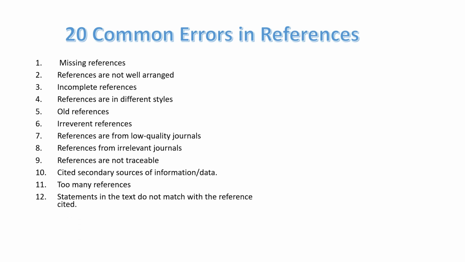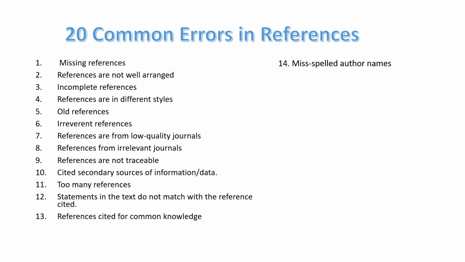Then statements in text do not match with the reference. Some people give a statement about biochar, but in the paper they are citing there is no use of biochar. So your statement in text must match the references you are citing. Then reference cited from common knowledge. If somebody cites that water is made of H2O, two hydrogen atoms and one oxygen atom, that is common knowledge. So you do not need to cite for common knowledge.